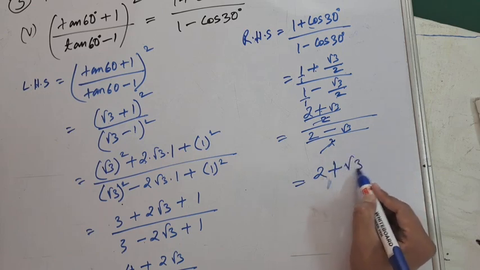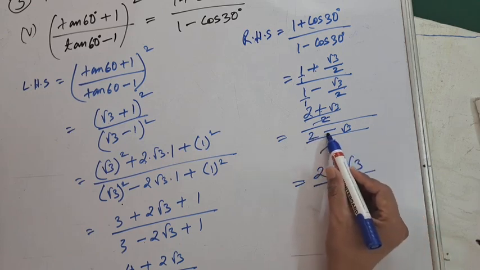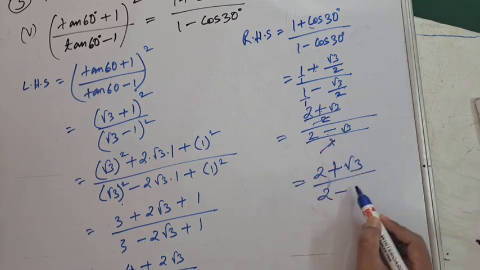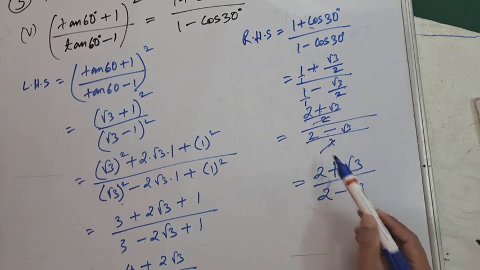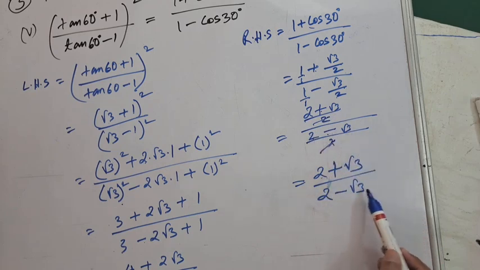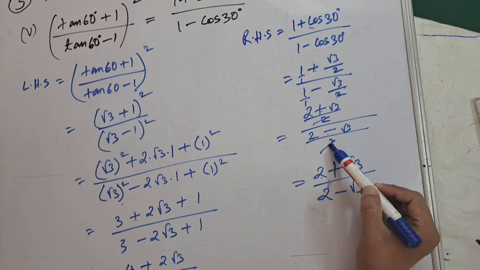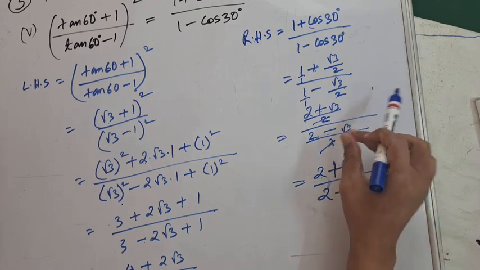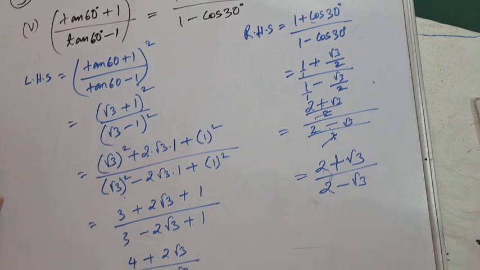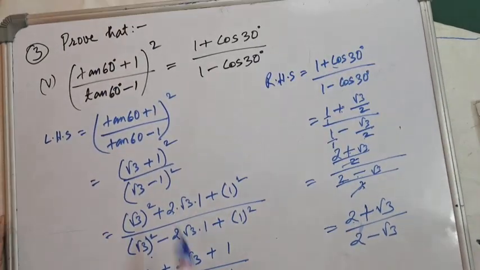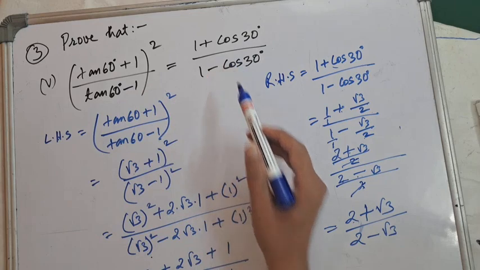plus root 3, and in the denominator 2 minus root 3. Okay, 2 plus root 3 upon 2 minus root 3. This 2 and this 2 is cancelled, because this will invert when we take these numbers to the numerator. Now from this relation we are asked to prove this equal to this, isn't it?